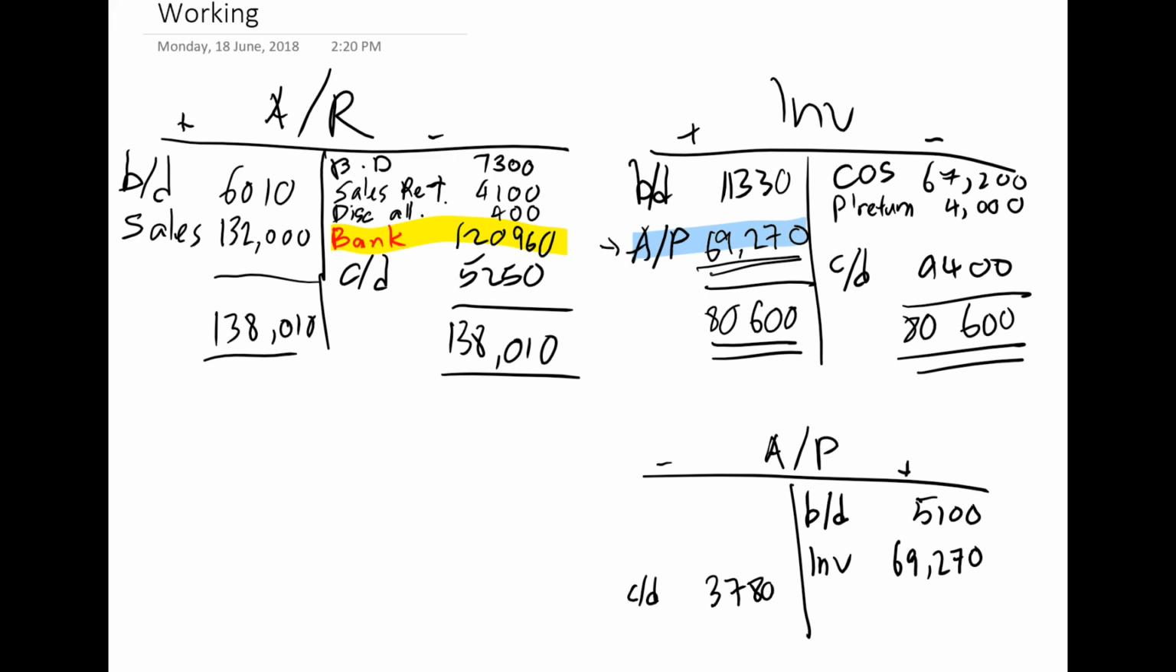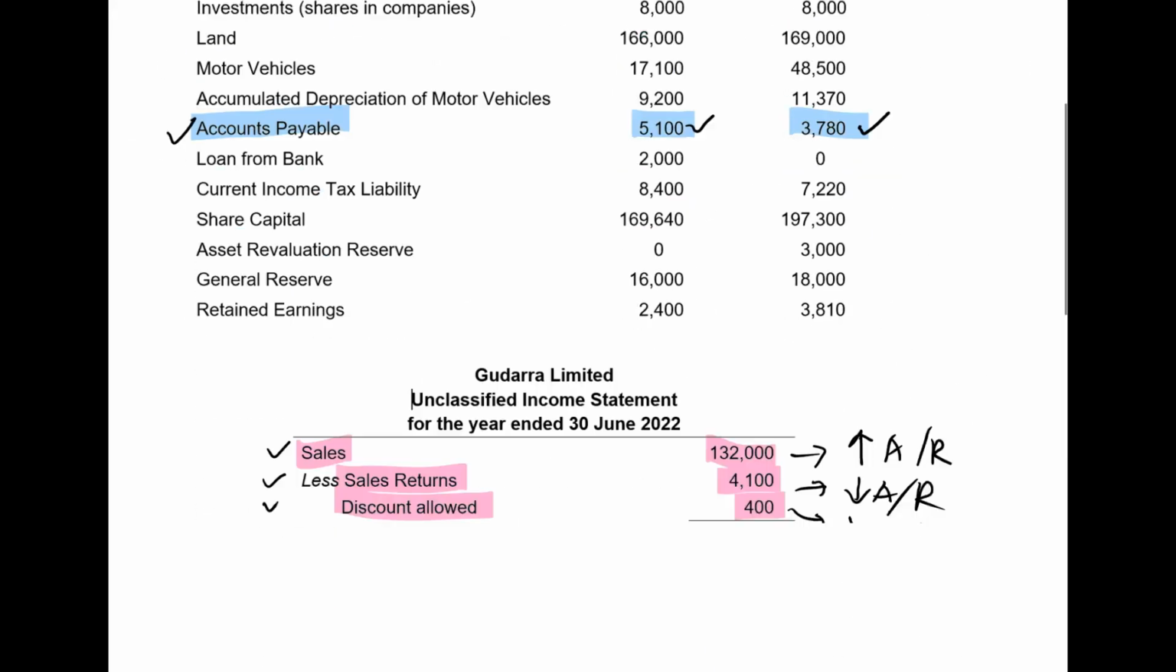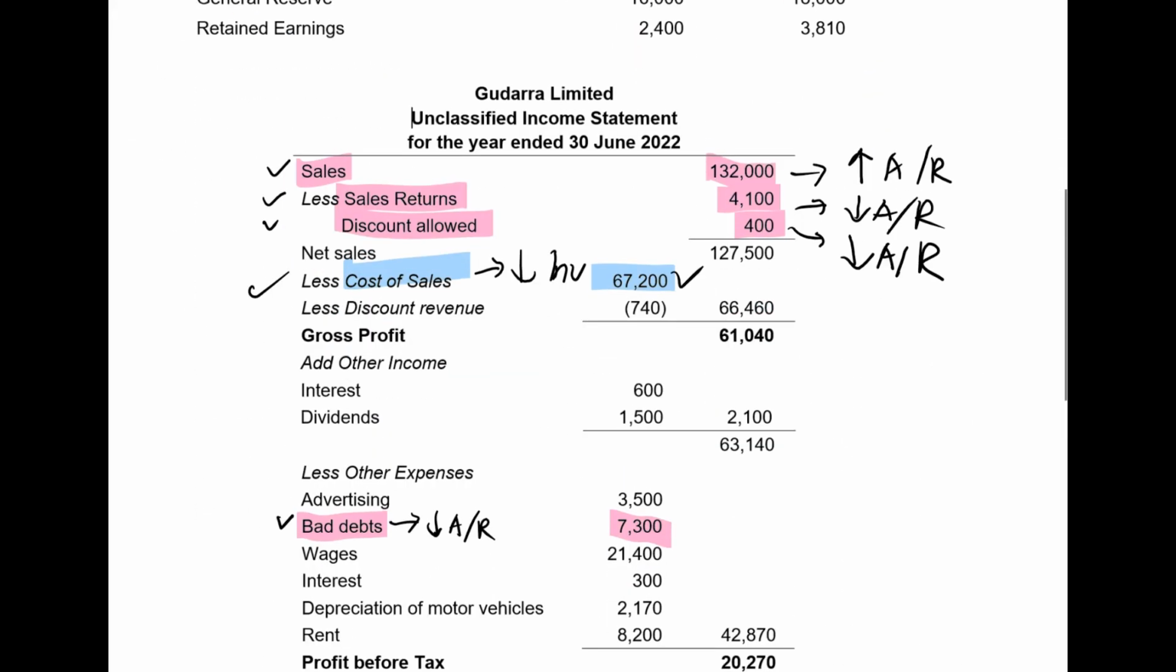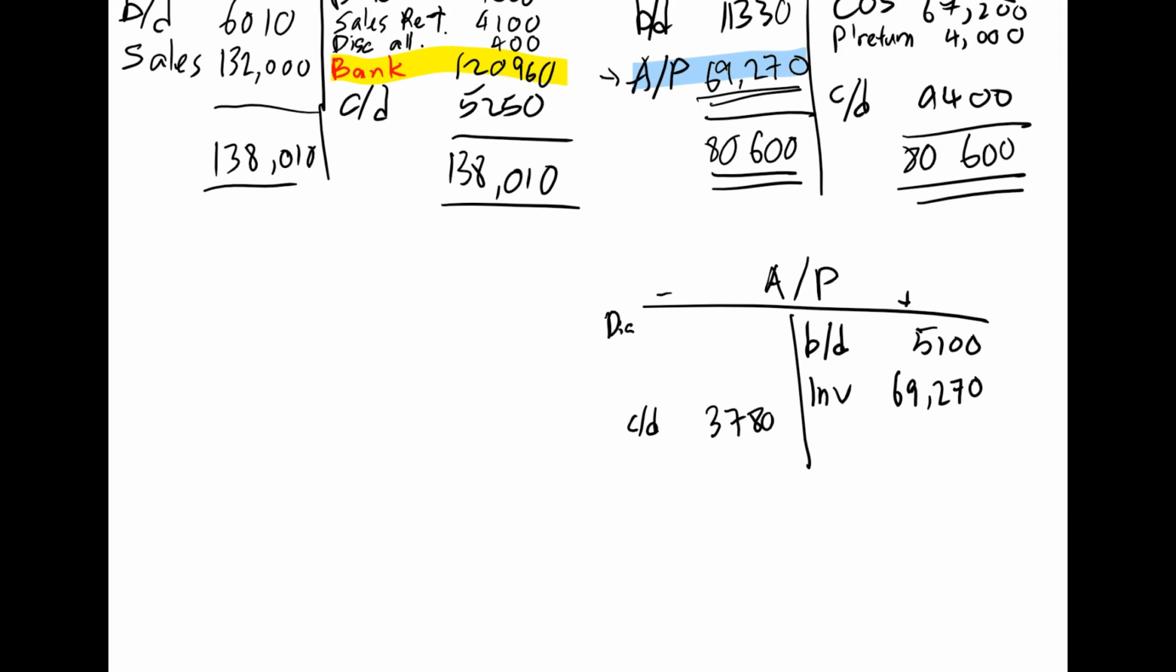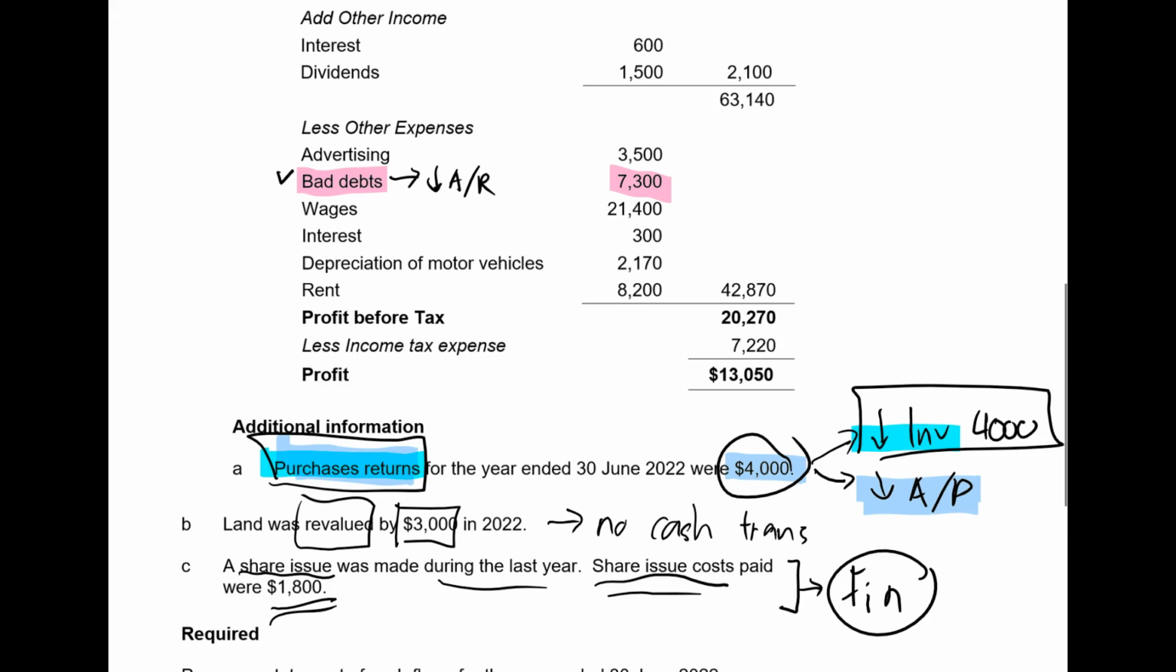Once you are done, you have to look at your question to see whether there is any discount received. In this question, there is one discount received, and the figure is 740. Discount received will reduce my accounts payable, because when I receive a discount from suppliers, I pay them less. So my accounts payable will go down by 740. Under accounts payable, I would have discount received 740.